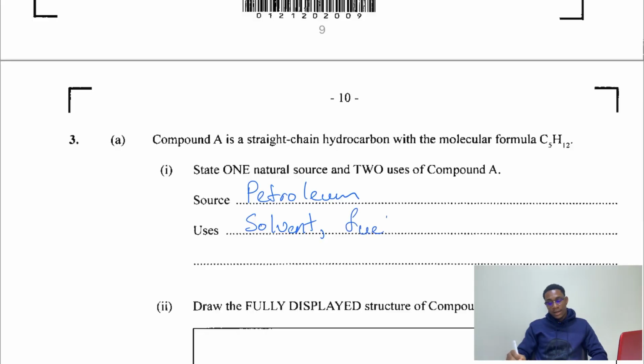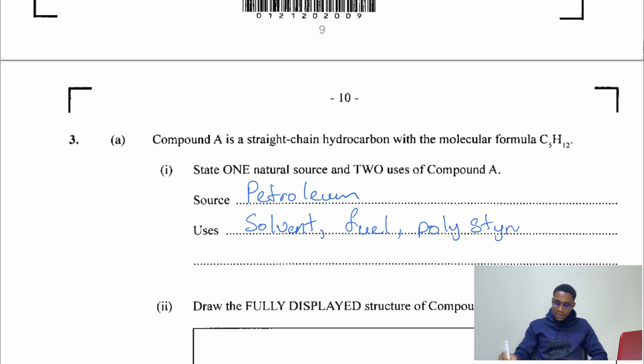The uses for petroleum, we have quite a few, because remember, petroleum is used in the cracking process, and its compounds have different uses and many different properties. So we have the solvent and we have the fuel, and it can be used for polystyrene foam production. So those are some uses of petroleum in its raw form.